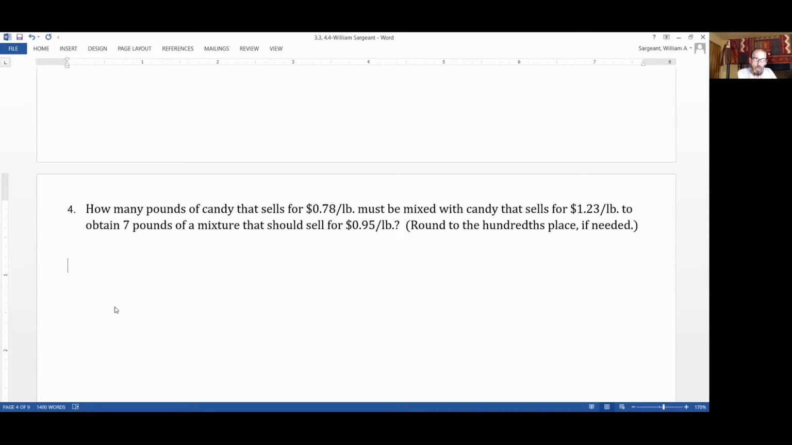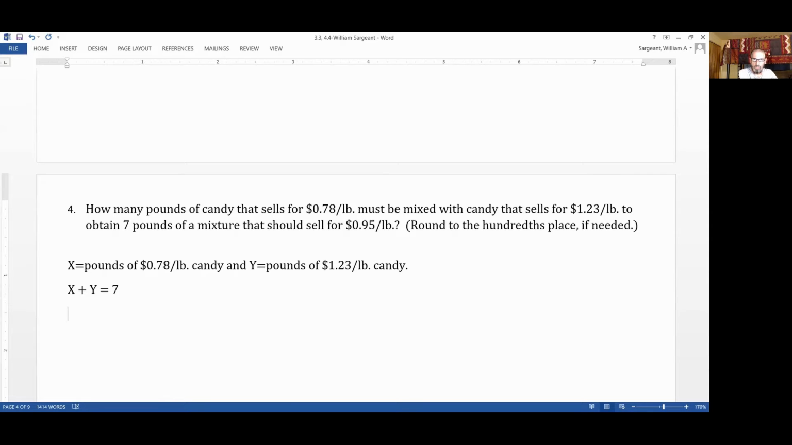So if we have X be the number of pounds of the 78 cent per pound candy, and Y be the pounds of the $1.23 per pound candy, I get one equation by adding the number of pounds that I'm mixing to get the total number of pounds.